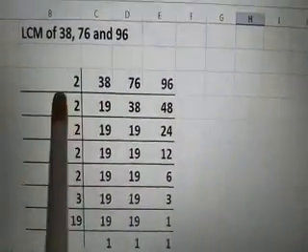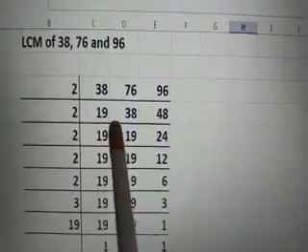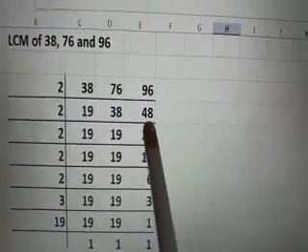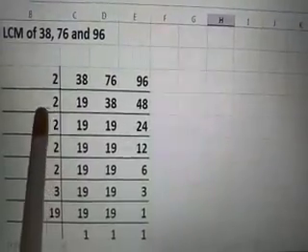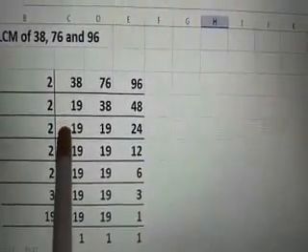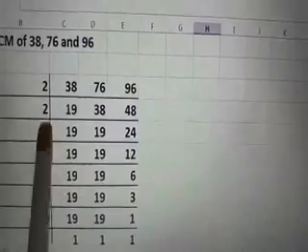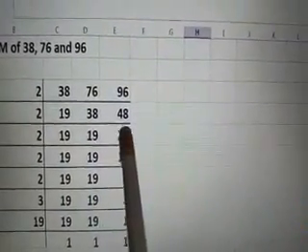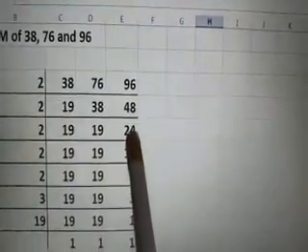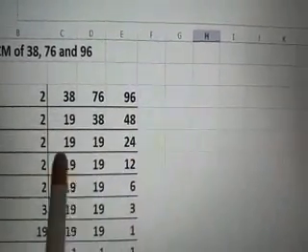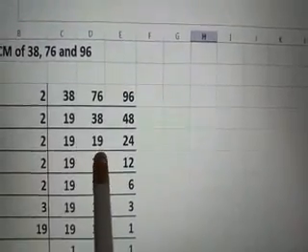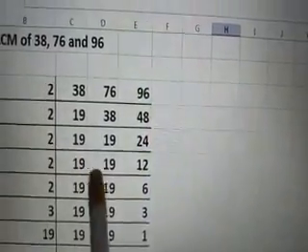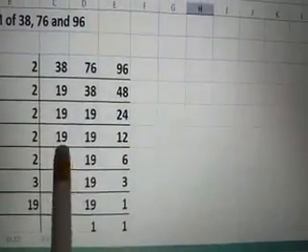As all are even numbers, can be divided by 2, so the quotient is 19, 38 and 48. Again 38 and 48 are even numbers, can be divided by 2, so we'll divide by 2. 19 is an odd number, cannot be divided by 2, we'll write as it is. 38 divided by 2 is 19, 48 divided by 2 is 24. Again we see even number here, we'll divide by 2. 19 cannot be divided by 2, will write as it is, and 24 by 2 is 12.